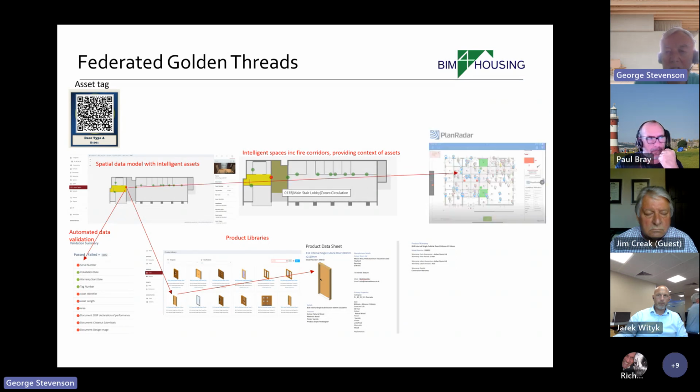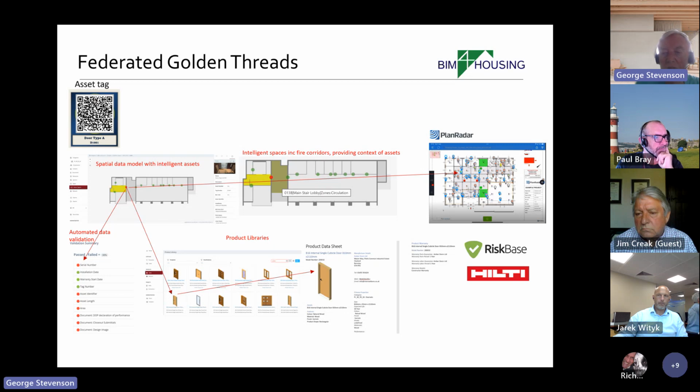So if somebody's using an application like Plan Radar to go along and do fire door inspections, or Riskbase, or Hilti, or Civica CX, all of these applications, great applications, are gathering data. But what we want to do is make sure that they're all tying back to the same unique asset, because what we don't want is different records to be held in different databases that actually need humans to pull them together.